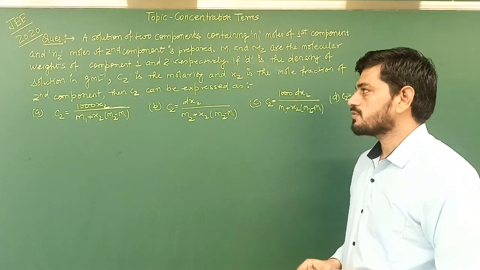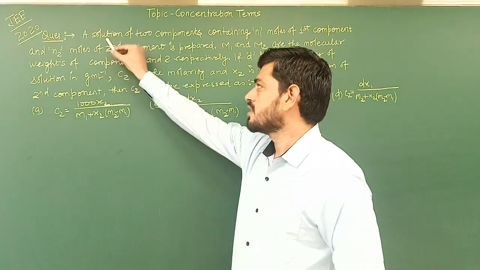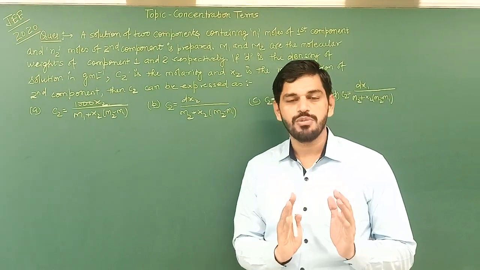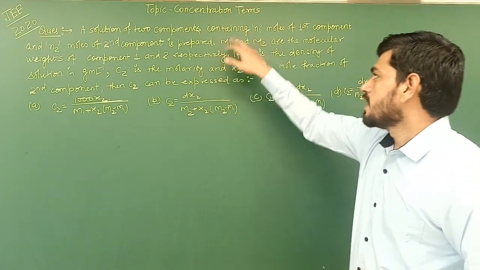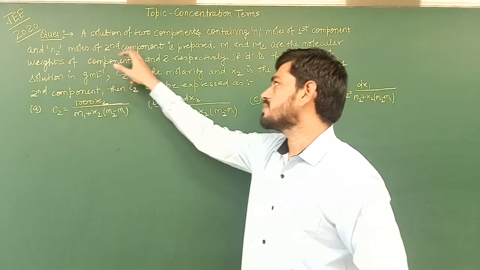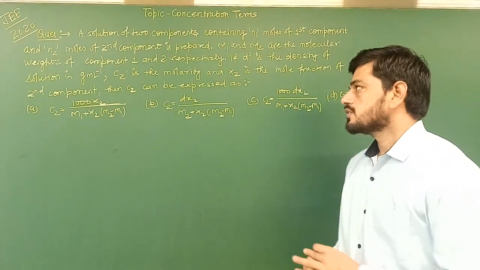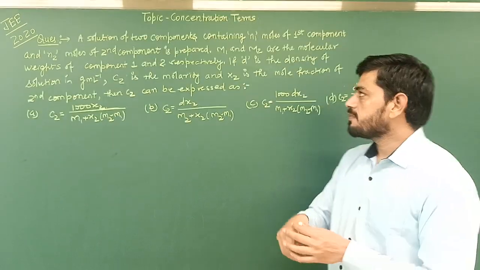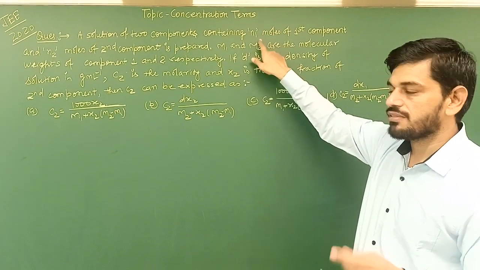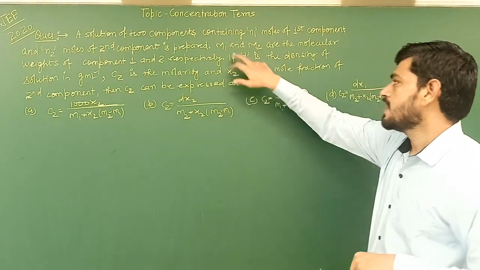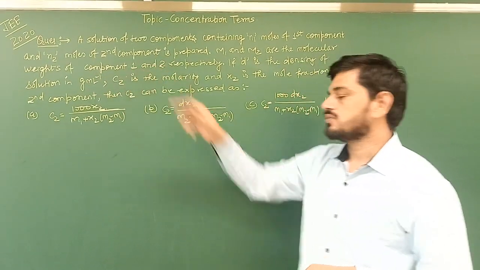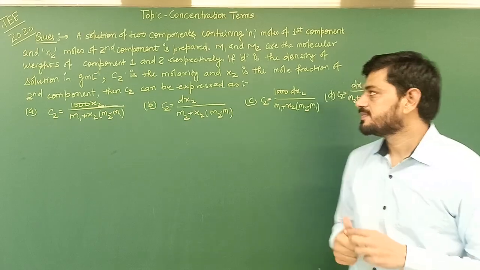What is the statement of the question? The statement of the question is like this: a solution of two components. So it means this solution is made up of how many components? Two components, containing N1 moles of first component and N2 moles of second component, is prepared. So it means a solution is just prepared of the two components 1 and 2. The number of moles of those components are given, that is N1 and N2. M1 and M2 are the molecular weights of components 1 and 2, and their molecular weight is also given.